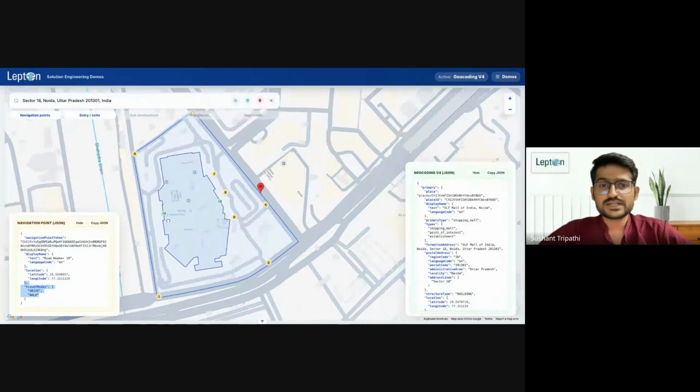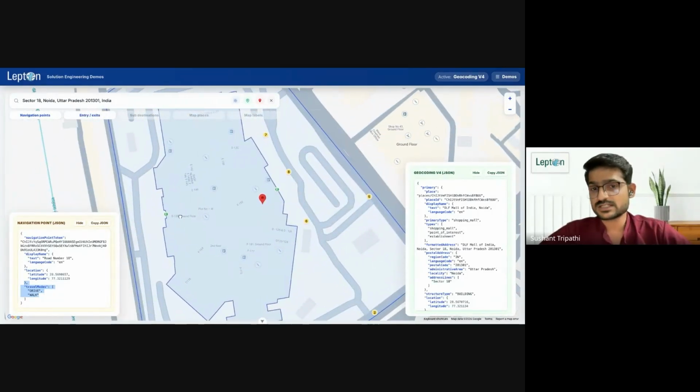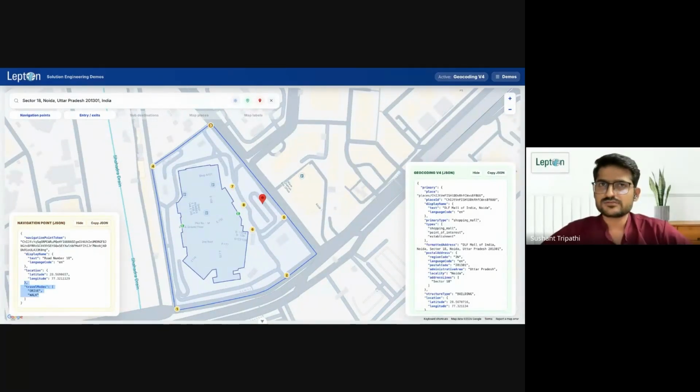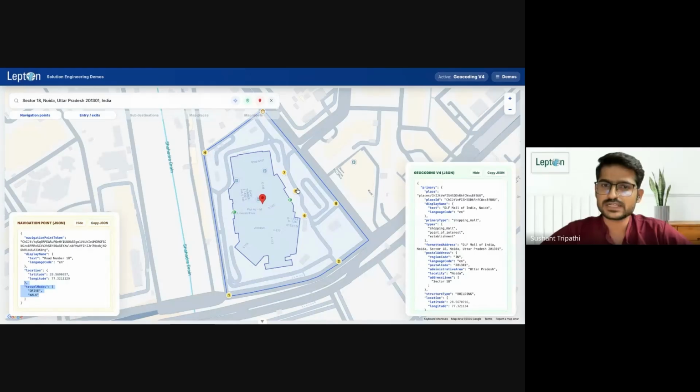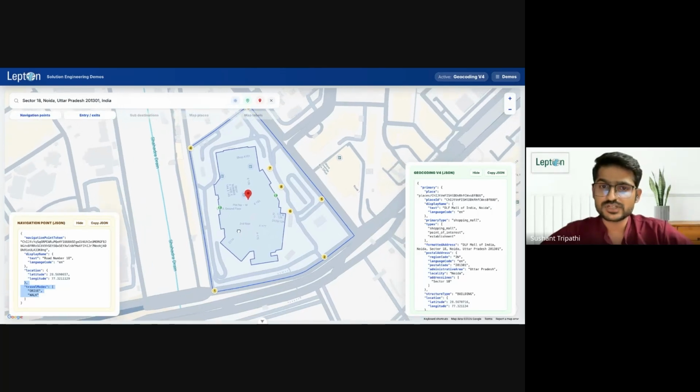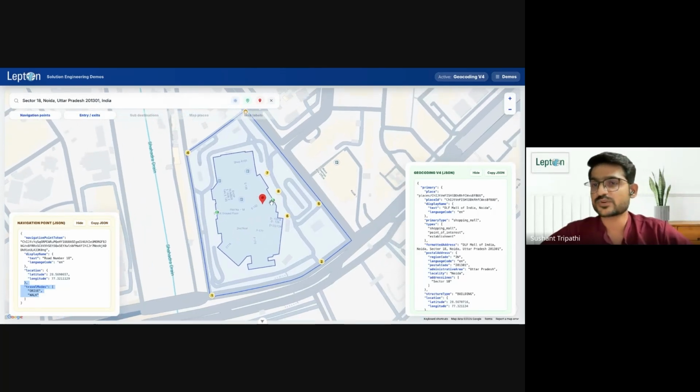Now, if we talk about the entry and exit points, this is something that is really useful for delivery people and the quick commerce industry. Why? Because before this in V3, we only had the specific pinpoint latitude and longitude of that specific building. Now the driver has to figure out where the entrance is, where he can enter or exit and so on. But now Geocoding V4 gives you the exact entry and exit point also.